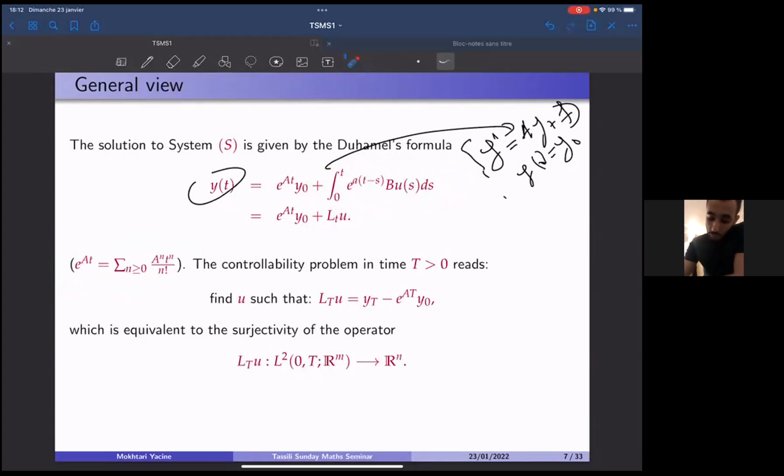So the controllability problem reads as follows: we should find u such that at this instant T, I will replace this T here, and here, and here.